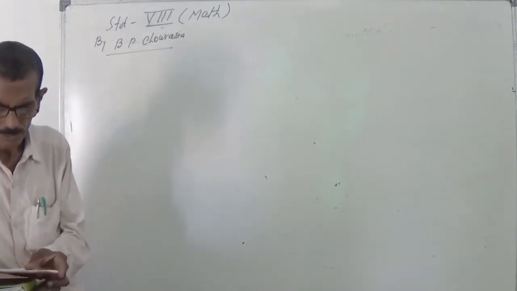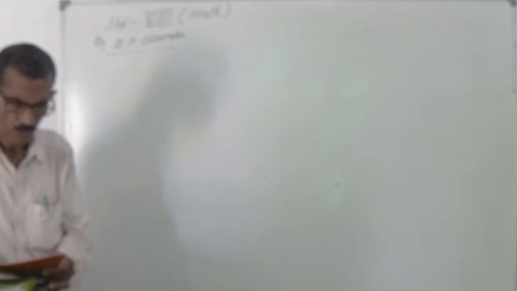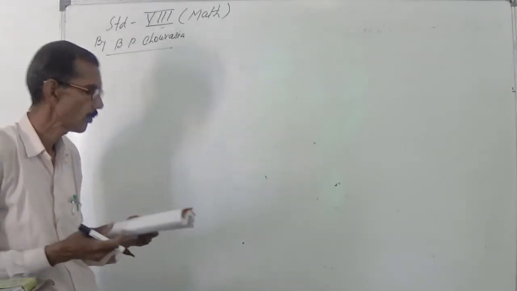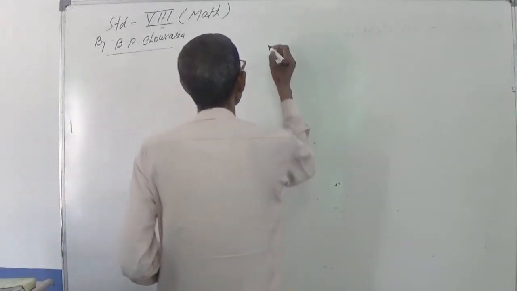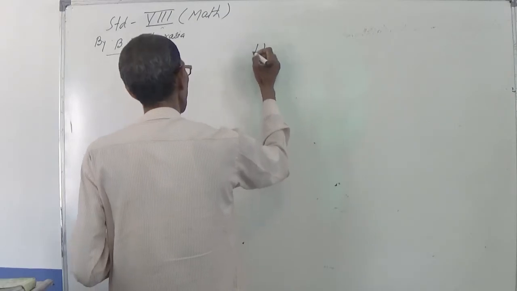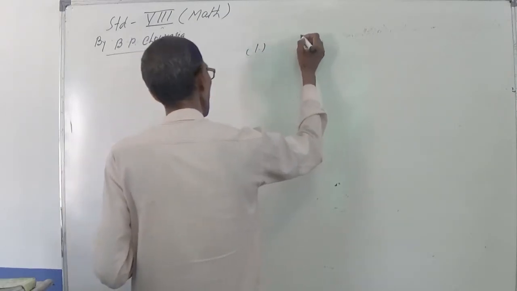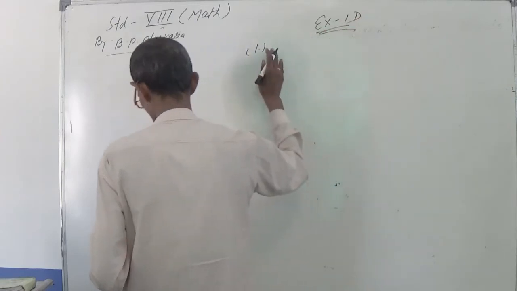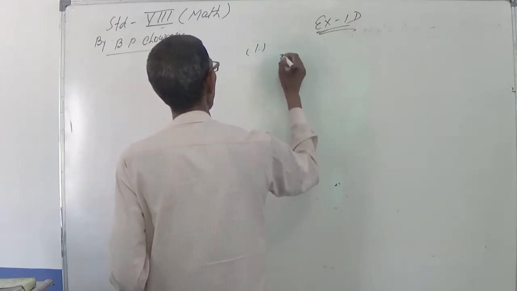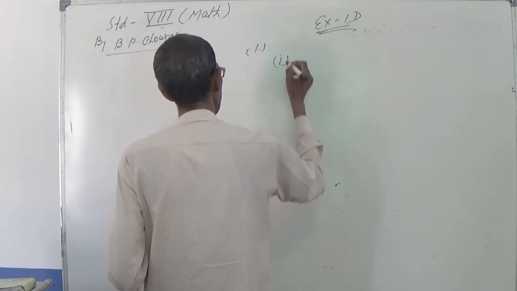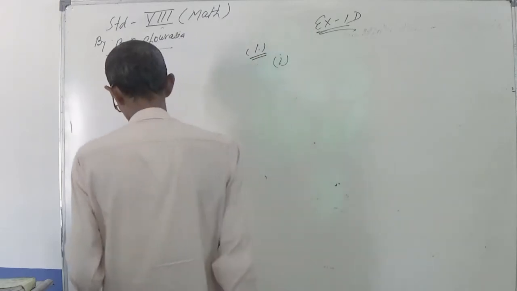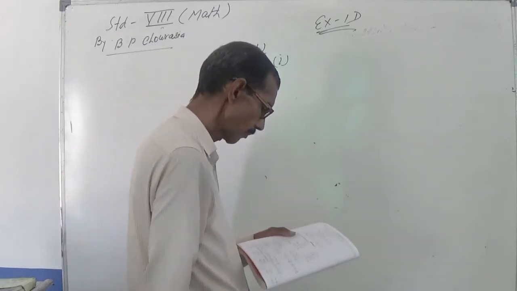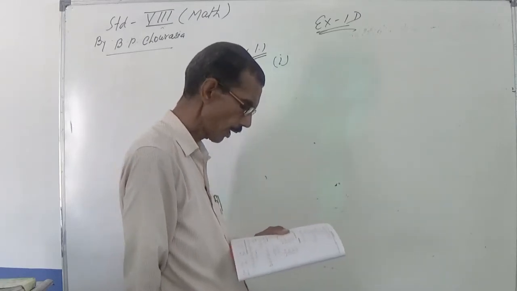Now start exercise 1D. Find each of the following products. You can easily find the product. Question number 1, exercise 1D. First, the heading is given: find the following products.